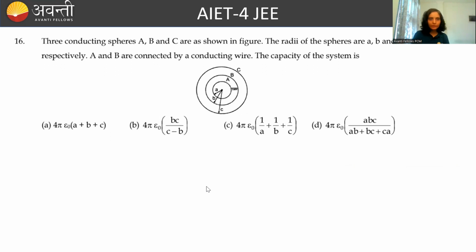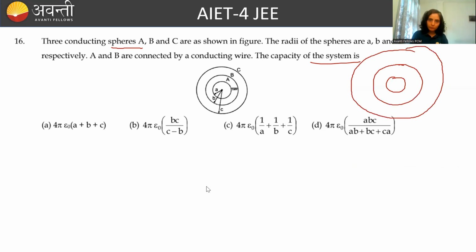Now let's do this question. What is the question? 3 conducting spheres A, B and C are as shown in the figure. The radii of the spheres are a, b, c respectively. A and B are connected by a conducting wire. Find the capacity of the system. So see here, there are 3 spheres, this, and this. So there is a possibility there can be 2 capacitors. One, this plate and this plate can make, and another, this plate and this plate can make. So 2 capacitors are possible here.